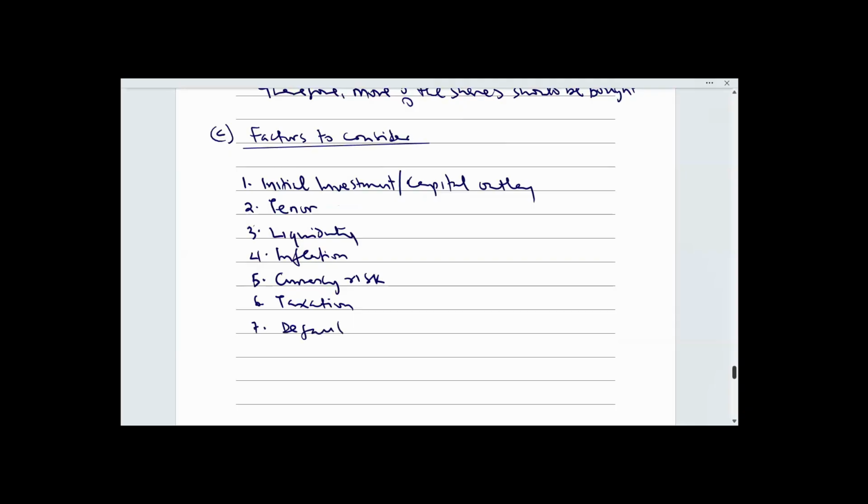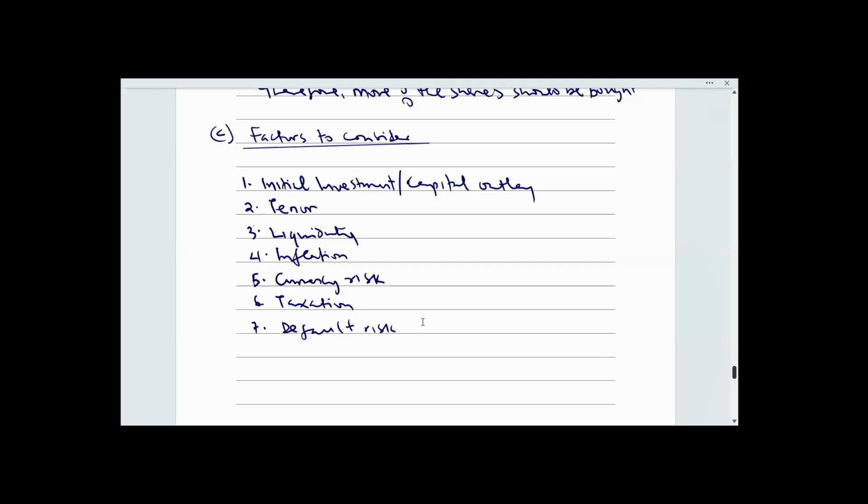Default risk is the chance that you may not get both the interest and the principal. So default risk is the inability to pay interest and the principal as and when due. You want to be sure that you can get your interest as and when due, and then when the investment matures, you get your capital back.